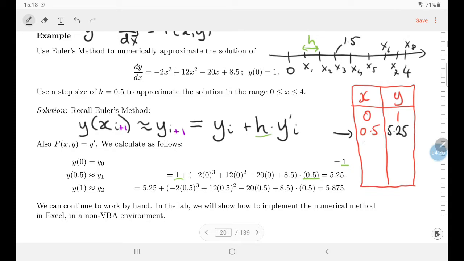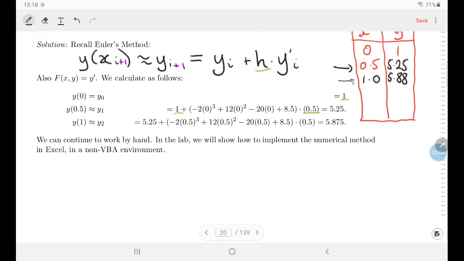Now I go again to the next point, which is 1.0. So y of 1 is approximately what we call y2, is 5.25, the previous y value, plus the step size, which doesn't change, times the derivative at the previous point. I need to evaluate the slope, the dy dx, at the previous point, which is 0.5. So I substitute in x equal to 0.5 in there, and I get out the number 5.875, which I'll just record here as 5.88 for space. And then I keep on going.